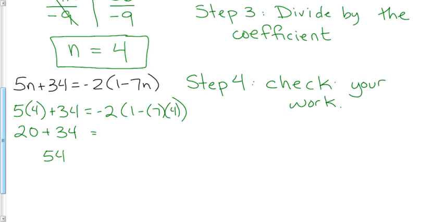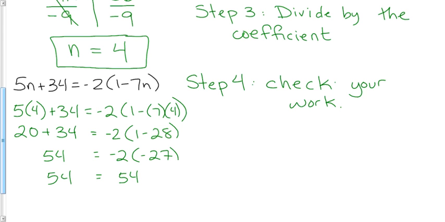On the right side, we start in the parentheses. 7 times 4 is 28. 1 minus 28 is negative 27. And then negative 2 times negative 27 is 54. So you'll see here that both sides of the equation come out the same. That's our check. That makes sure we did the right thing. So n equals 4 is our answer.